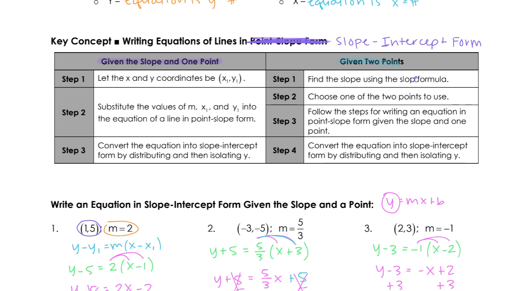Follow the steps for writing an equation in point-slope form given the slope and 1 point, so basically the steps that we just got done doing on 1, 2, and 3, and then convert just like we did at the end of 1, 2, and 3. So with that being said, let's go ahead and move on to the backside.